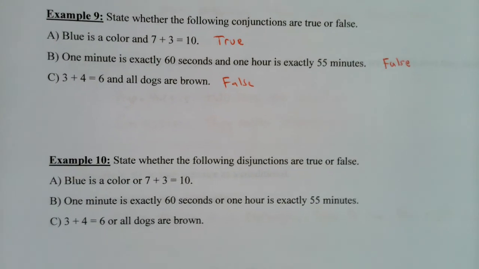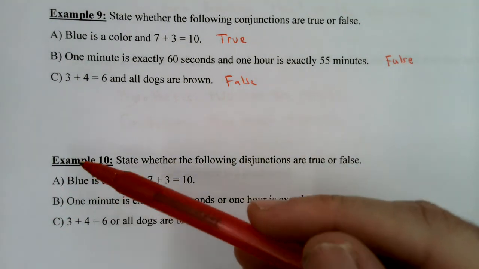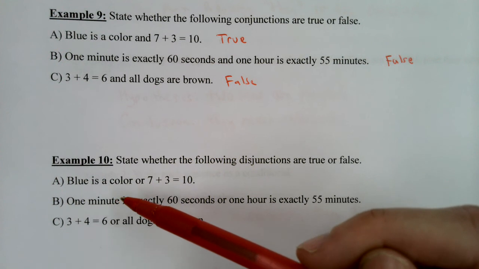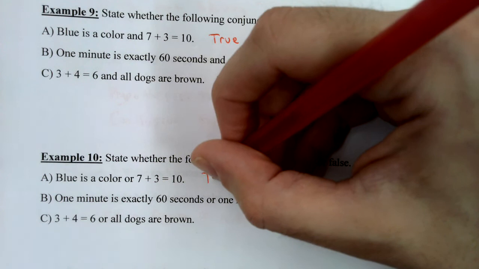Now, example 10 is for disjunctions. So we only need one part to be true. That's it. One part or both. So example 10: blue is a color. That is true. Or 7 plus 3 equals 10. They're both true. So that means it's true.